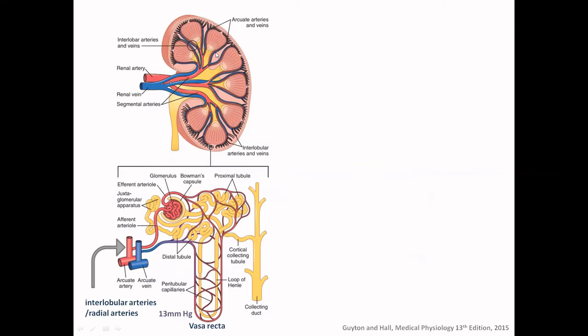So how is blood supplied to the kidney? This is the renal artery. From the renal artery, it branches into the interlobar arteries. From the interlobar arteries, there are the arcuate arteries. And from the arcuate arteries, you can see the interlobular arteries. And from here, you have the afferent arteriole.